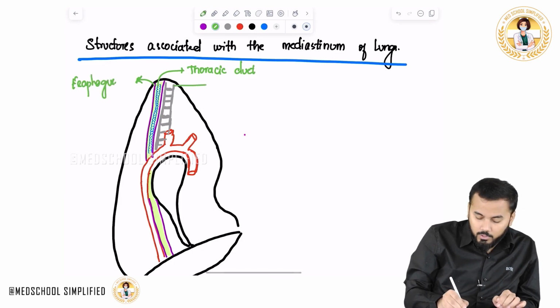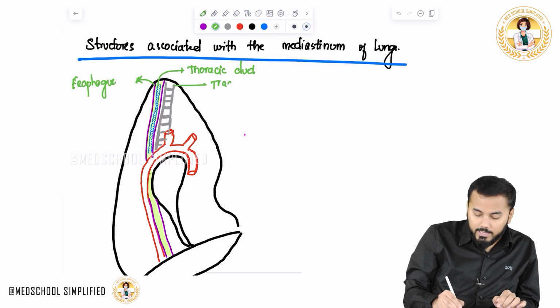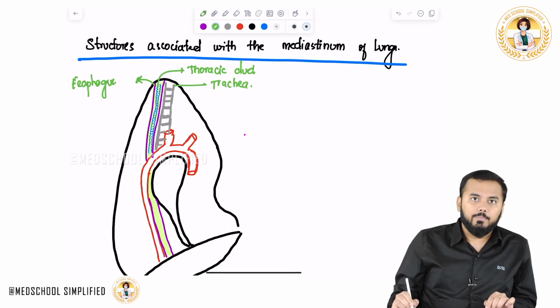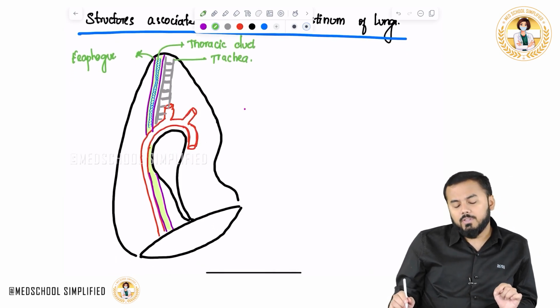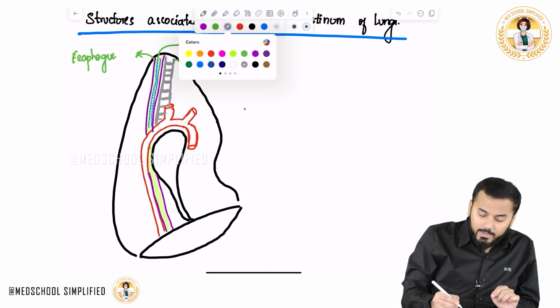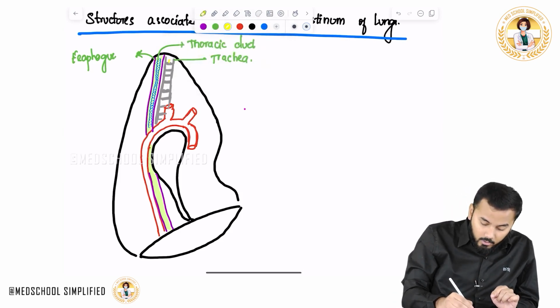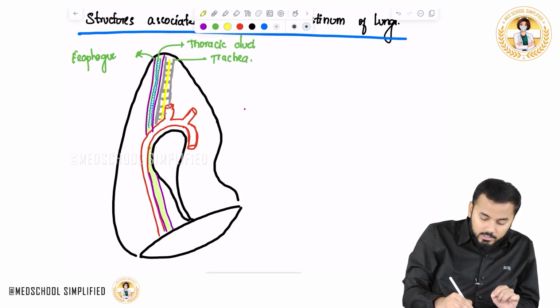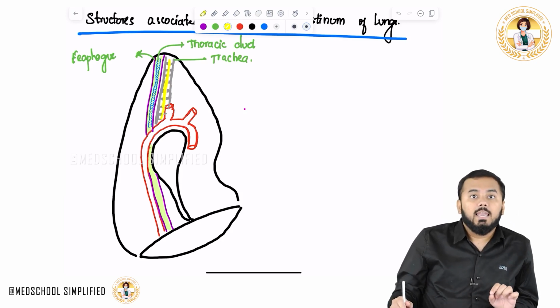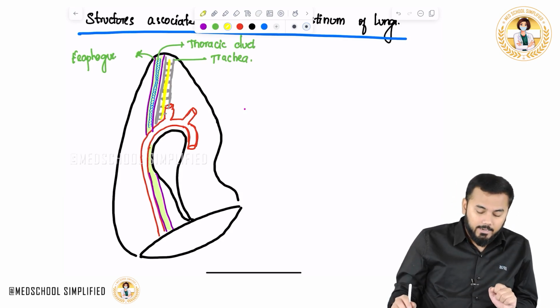And just beside it, what do we have? We have got the trachea. Now, on the surface of the trachea, is there any other thing that you can tell? Yes, on the surface of the trachea you see this yellow color structure which I am drawing right now. This yellow color structure is called the left recurrent laryngeal nerve.